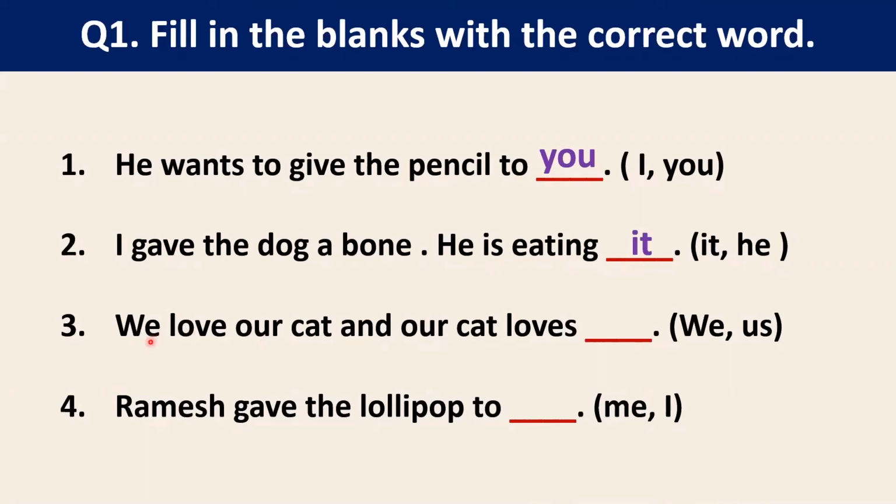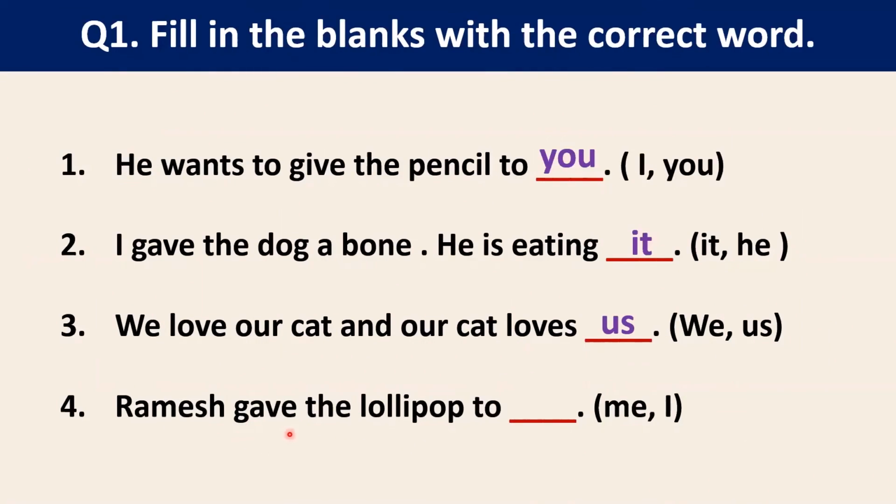Next sentence. We love our cat and our cat loves dash, we or us. Here the action word is love. And who is performing this action? We. So what will I fill? We love our cat and our cat loves we? No. So what will I use? Us. We love our cat and our cat loves us.